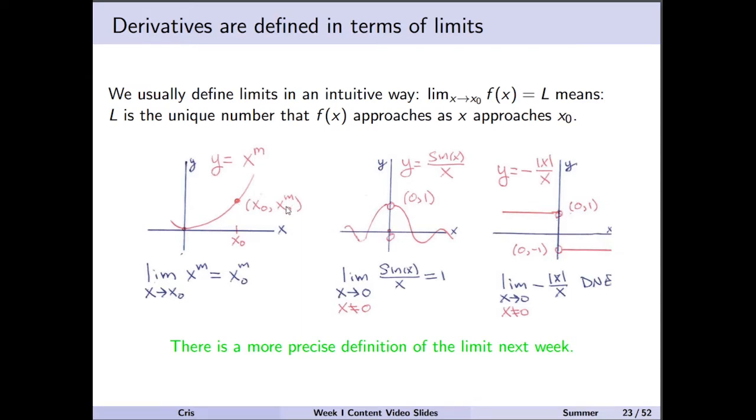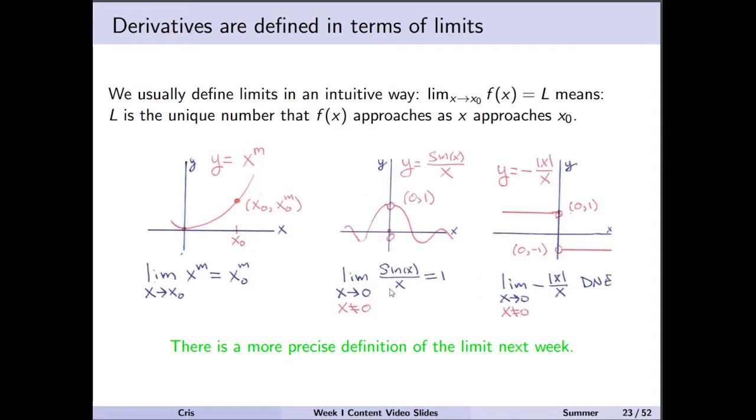This is a pretty straightforward example because the point is actually on the curve, where the y value is x naught to the m. But as we go over to the second example here, where y is sine x divided by x, we see that we cannot plug x equals 0 into this function. So there's a point missing from this graph. But we can still ask, as x gets closer to 0, what does the y value get closer to? And the y value gets closer to the y value of this missing point right here, which is 1. So because sine x over x gets closer to 1 as x gets closer to 0, the limit equals 1. The limit equals what the function is getting closer to.